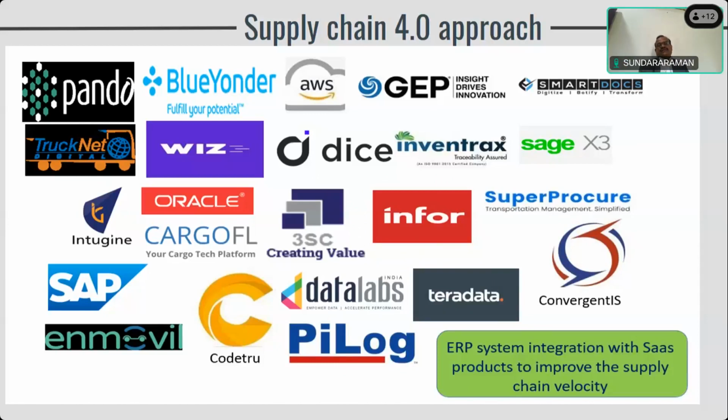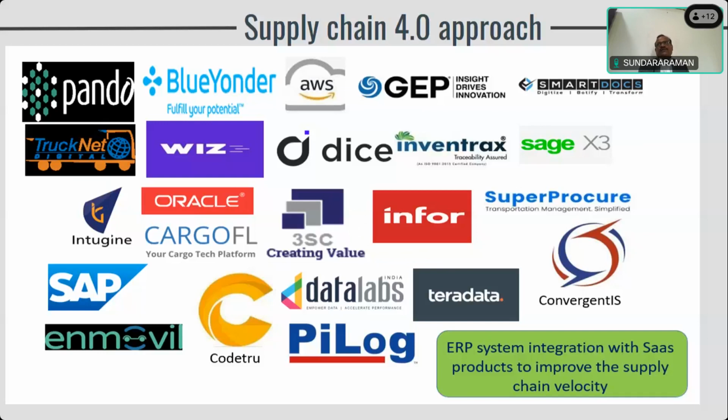So I'm just giving a sample slide. What is Supply Chain 4.0? If you look at it, most organizations have robots, ERP, depending upon the budget. A lot of tools and techniques are there: SAP and Oracle or Infor, and Data Labs India. They are into digital supply chain. Blue Yonder, Pando, TMS, freight systems, Cargo FL. Most of the players have systems which can be integrated into the organization's system, where you could leverage the output based on the input data.